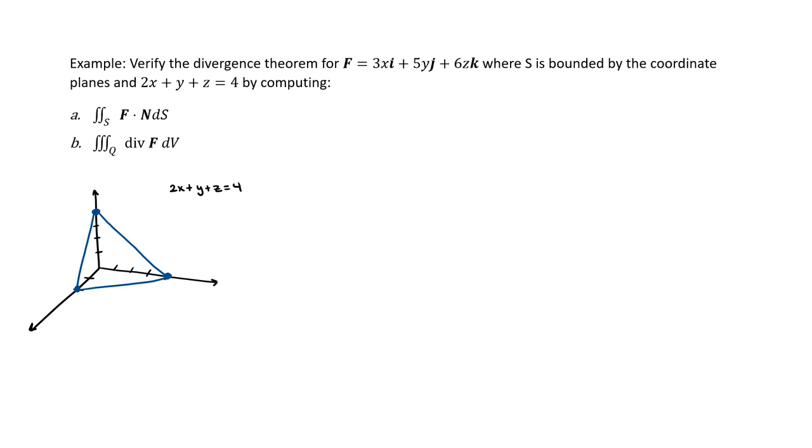So I'm going to go ahead and graph the region we're talking about. We've got this plane 2x + y + z = 4, and since we're bounded by the coordinate planes, we're just looking at the piece of this that's in the first octant. So we've got this kind of triangular solid that we're considering. And so we're going to start with part A. We are going to compute surface integrals of this vector function.